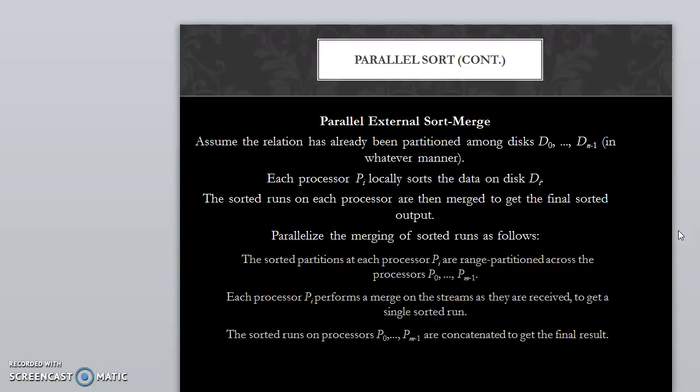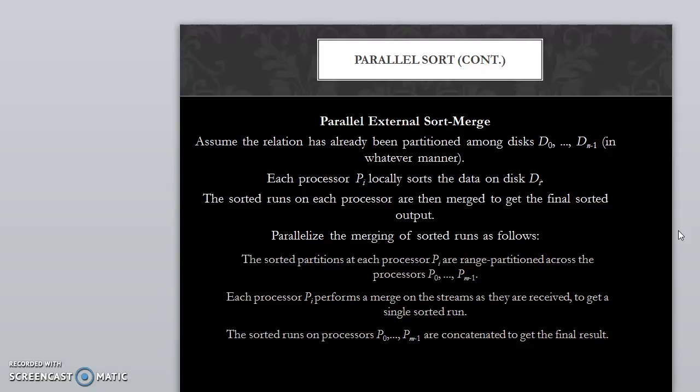Then parallel external sort merge. We assume the relation has already been partitioned among the disks D0 to Dn-1, whatever be the manner. Then each processor Pi locally sorts the data on its disk Di. The sorted runs on each processor are then merged to get the final sorted output.